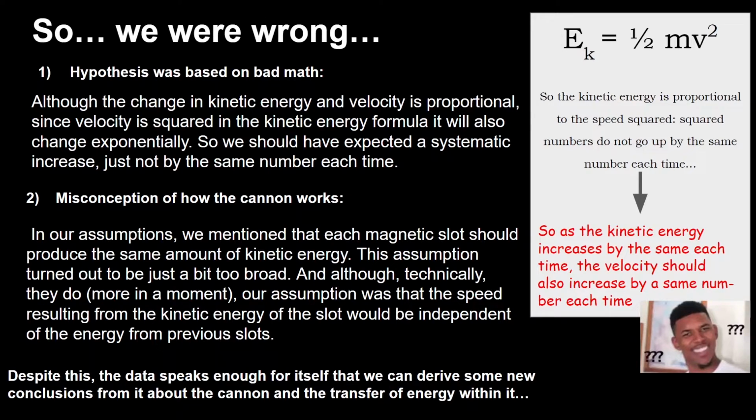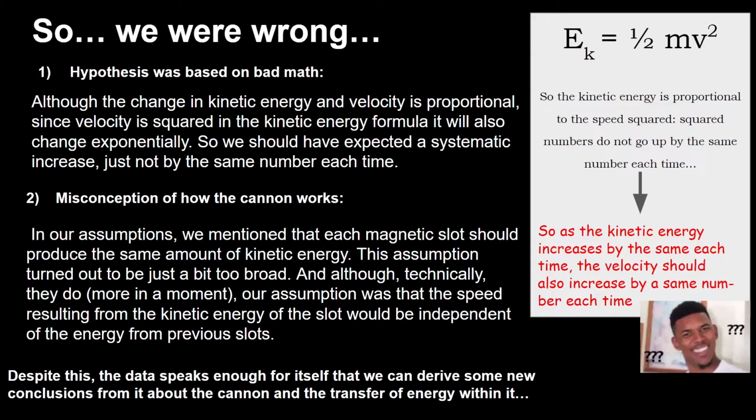Ultimately, a lot of our problems were based on the hypothesis not being a very solid hypothesis. So we've mentioned previously that the kinetic energy is half of the mass times the velocity squared. So the kinetic energy is proportional to the speed squared. And squared numbers do not go up by the same number each time. Yet our hypothesis states that as the kinetic energy increases by the same number each time, the velocity should also increase by the same number, which is just not how those numbers work.